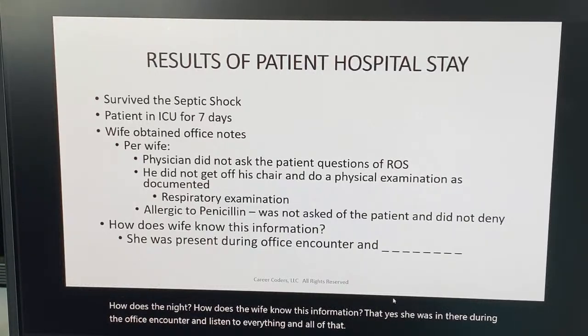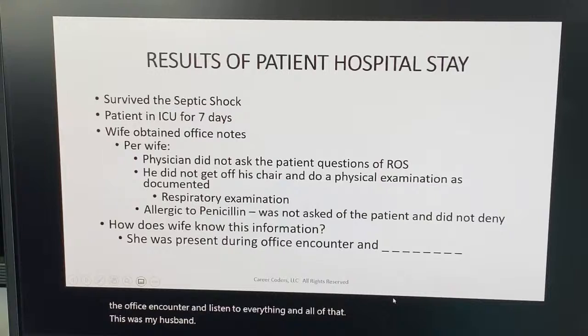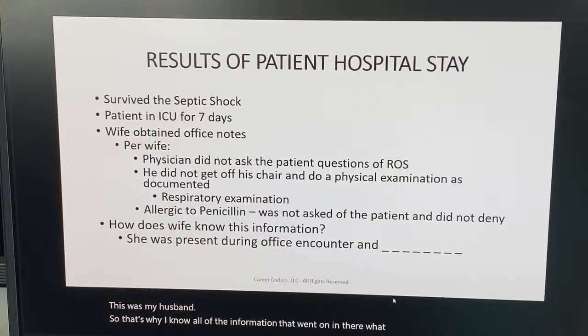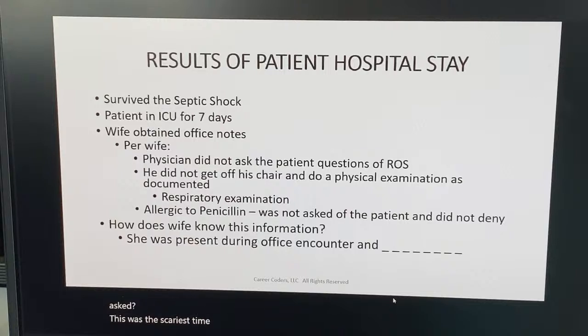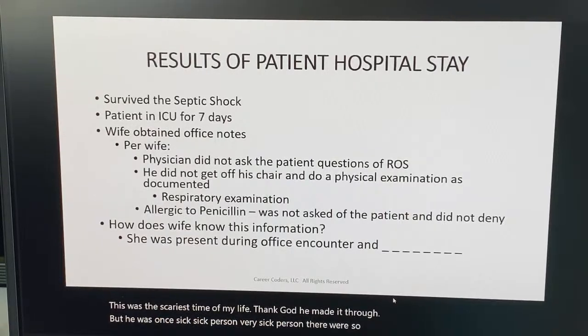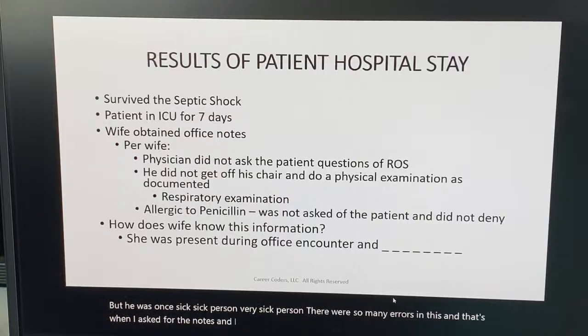This was my husband. So that's why I know all of the information that went on in there, what was asked and what was not asked. This was the scariest time of my life. Thank God he made it through, but he was one sick person, a very sick person. There were so many errors in this, and that's when I asked for the notes and started auditing them and found all of these errors.